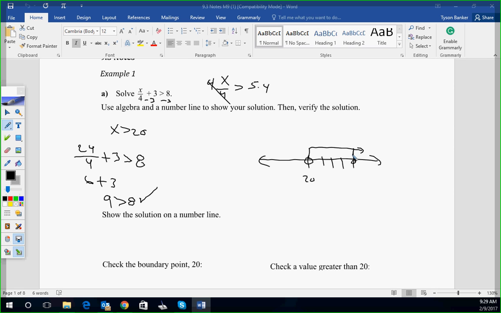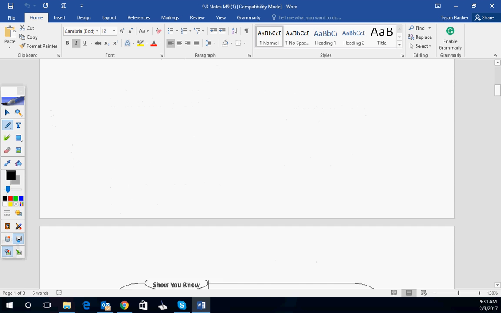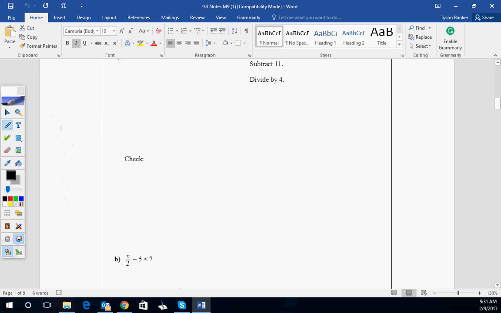Check the boundary point 20 itself. So if we check the value 20 itself, what's 20 divided by 4? 5 plus 3 is 8. 8 is not greater than 8. So that would not work. 8 is not greater than 8. Okay, we don't have equal to. All right, so that's that first one.